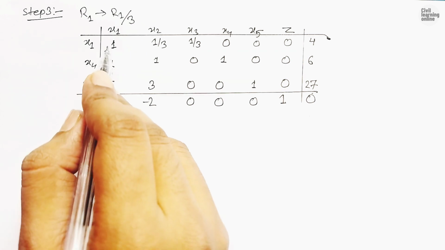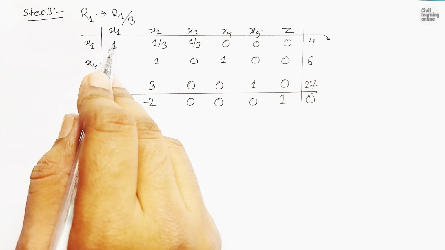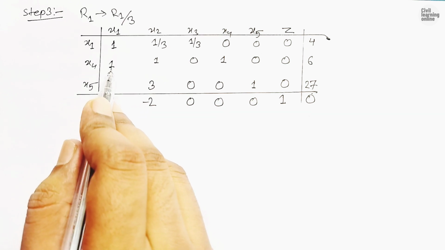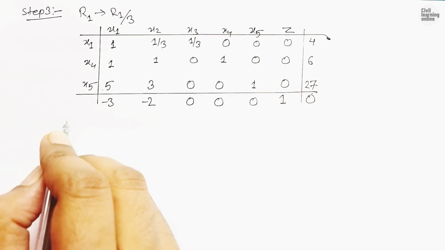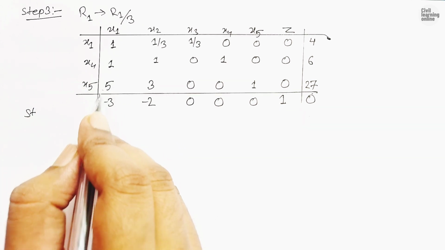Now what we have to do is convert the elements other than the pivotal element to 0. It was 3 initially, so we have converted it to unity. Now we have to convert this 1, 5 and -3 to 0. So we need to apply some operations in rows 2, 3 and 4.